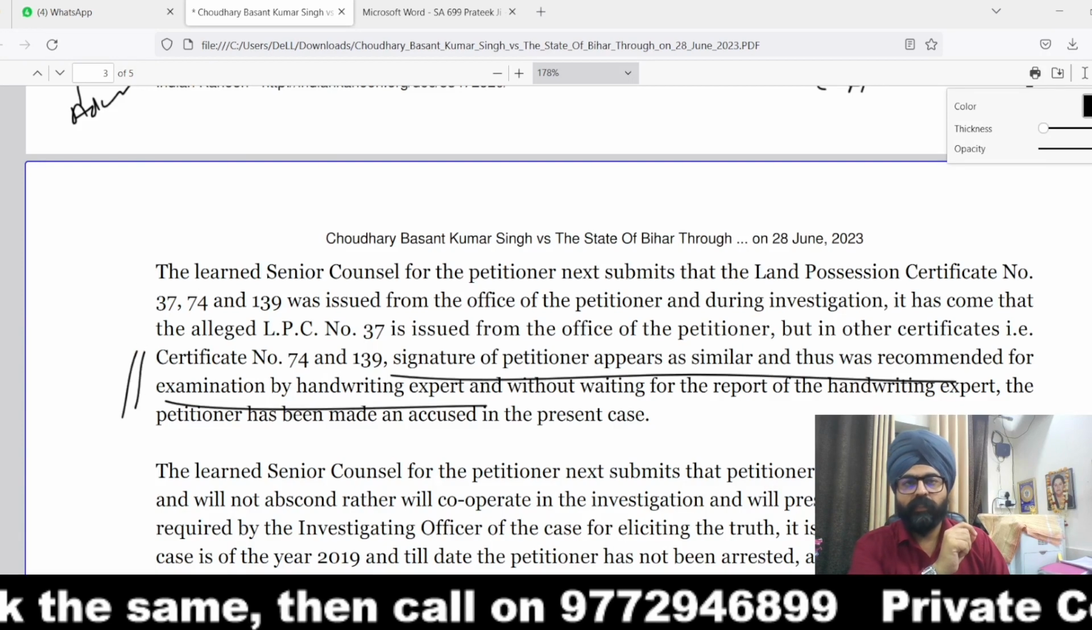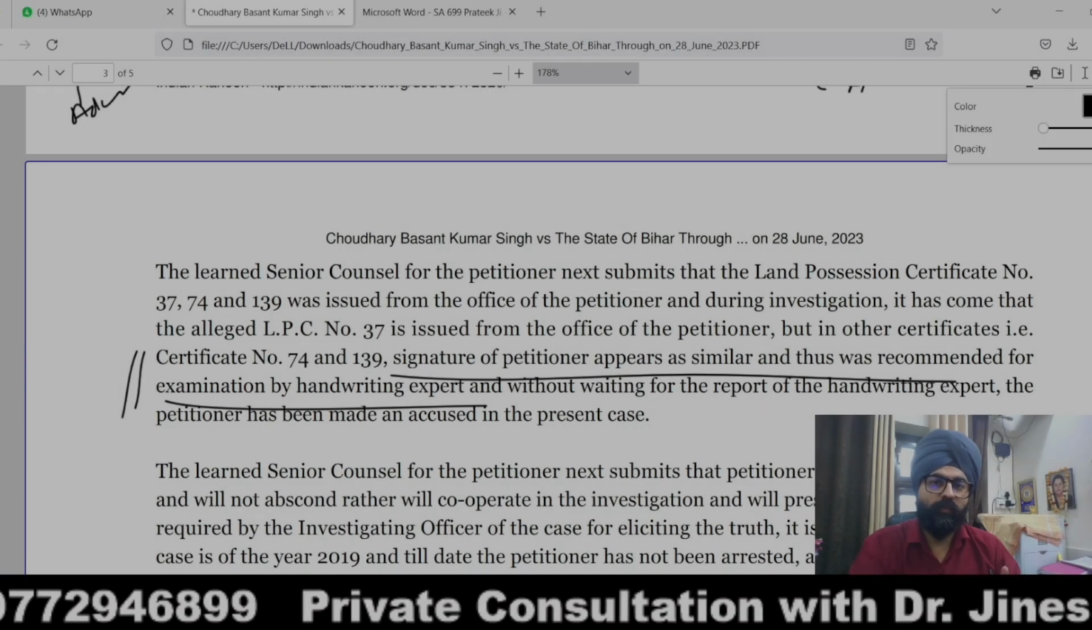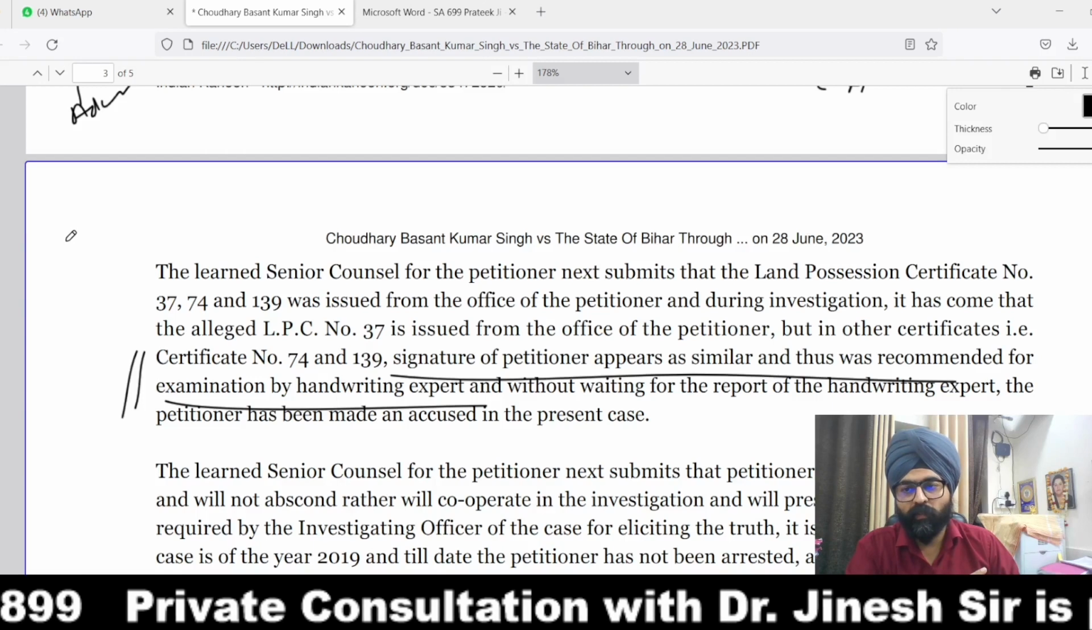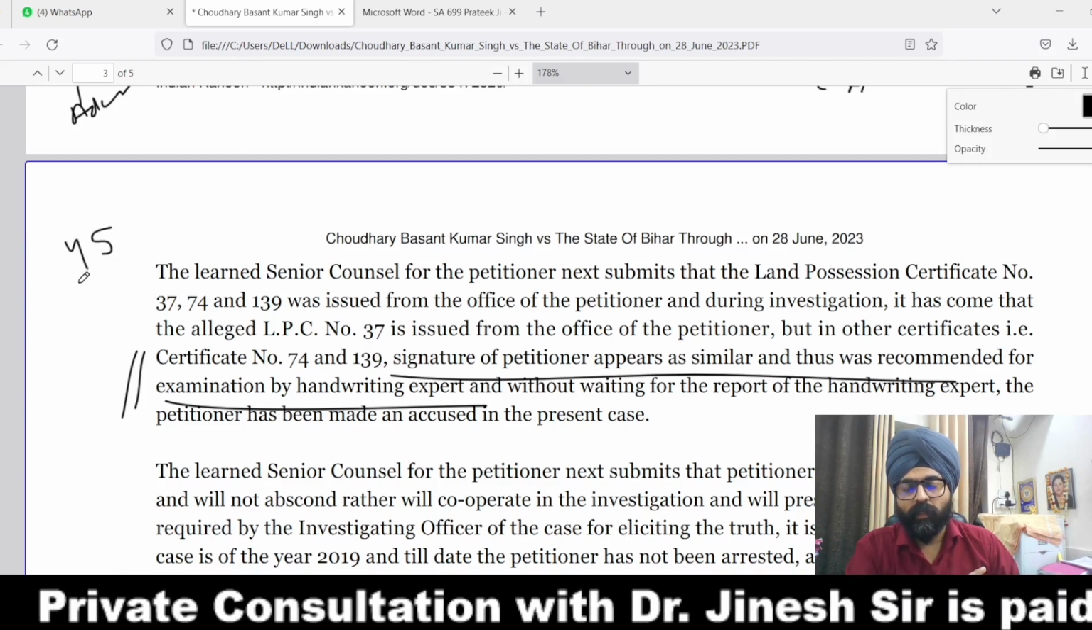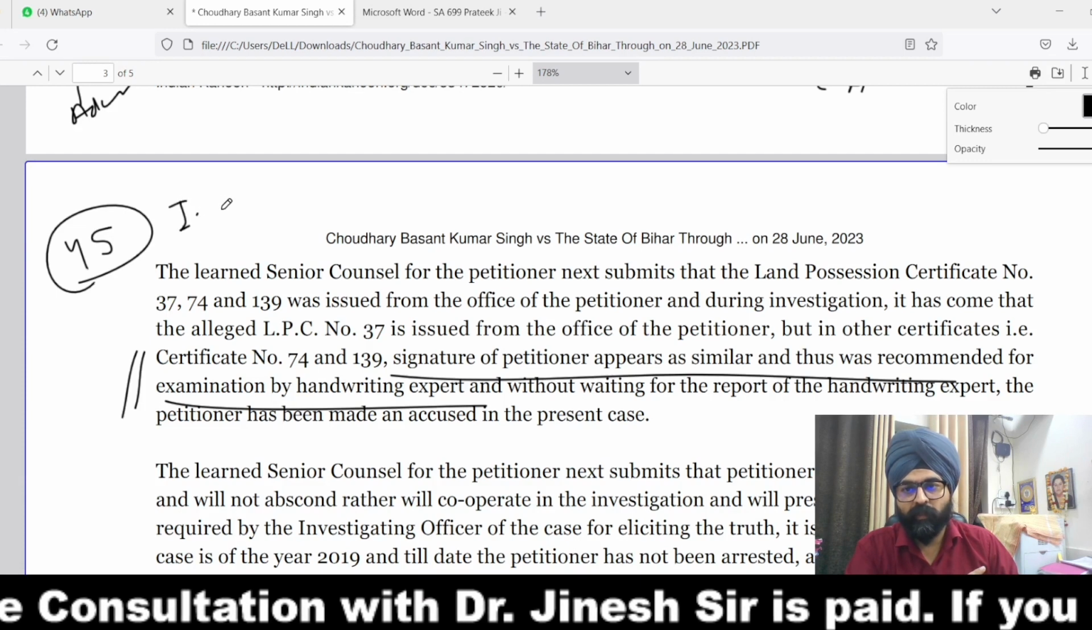So whenever you are having a dispute that your sign has been forged, you are falsely implicated, then do not be lazy in your approach. Immediately file the application before the concerned police or investigating authority for the forensic examination, and the provision regarding the same has been incorporated in Section 45 of the Indian Evidence Act.